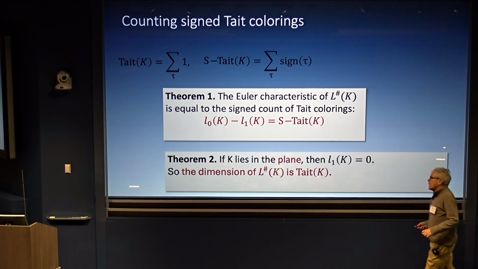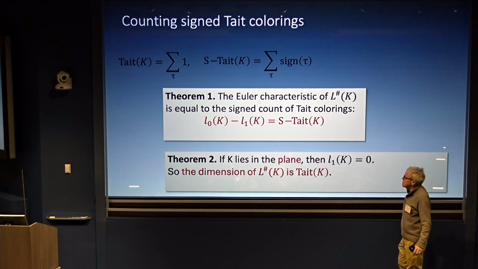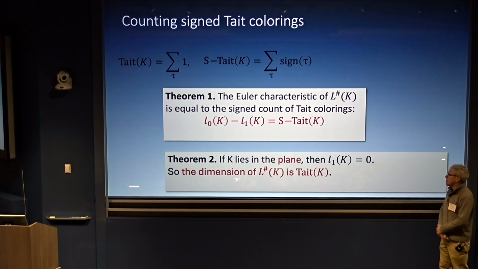This is another theorem connecting L-sharp to Tait colorings. If K lies in the plane, then it turns out that the odd Betti number is 0. Along with that, that means that the dimension of L-sharp of K is the same as the Euler number, which is the signed Tait count. But the previous slide had a lemma that the signed Tait count is the same as the Tait count. So these two things are special to planar webs.